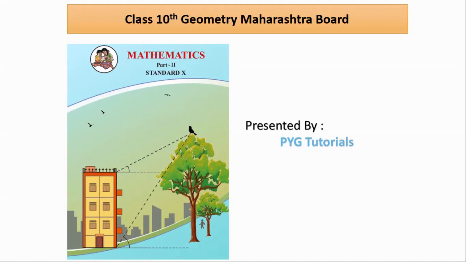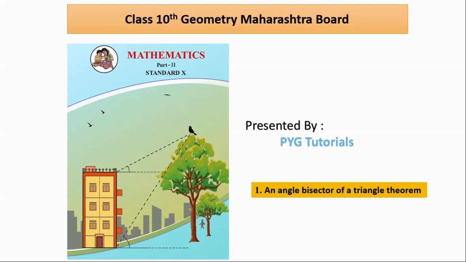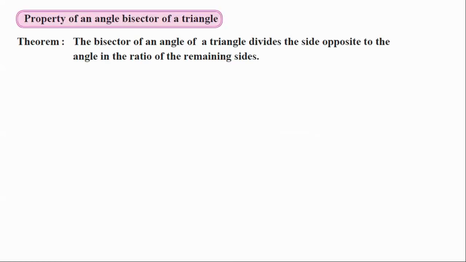So today we are going to see the angle bisector theorem of a triangle, as well as the converse of the angle bisector theorem. So let's begin with the property of an angle bisector of a triangle. Friends, the theorem says that the bisector of an angle of a triangle divides the side opposite to the angle in the ratio of the remaining sides.